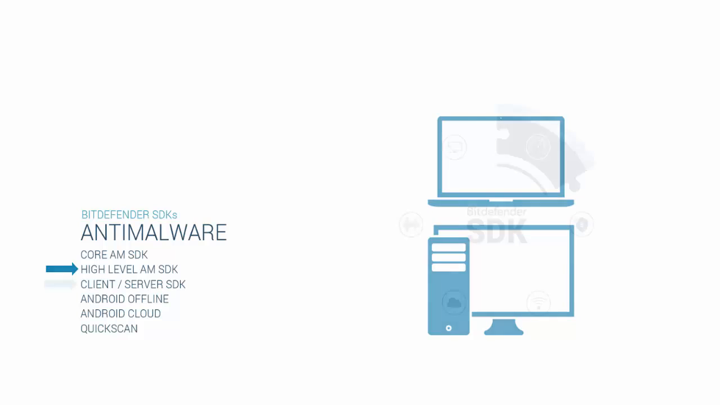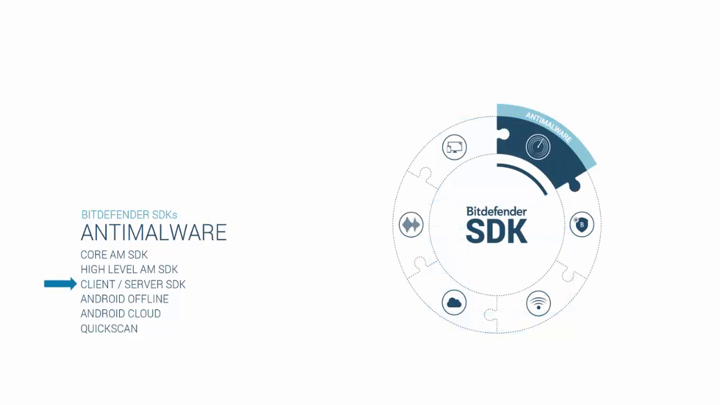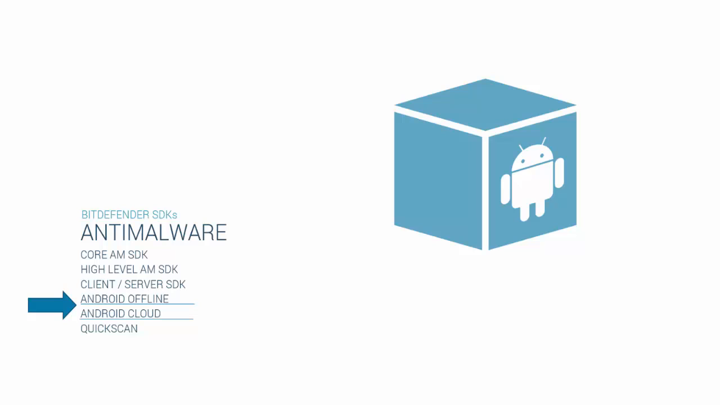The client-server SDK uses both anti-malware and anti-spam technologies to scan HTTP and SMTP requests from clients, typically on a gateway server. The Android SDK detects malicious content in APKs. The SDK has native support for Android running on the OEM platform and provides a Java language API. The online version runs each scan on the cloud, whereas the offline version uses an on-device database.